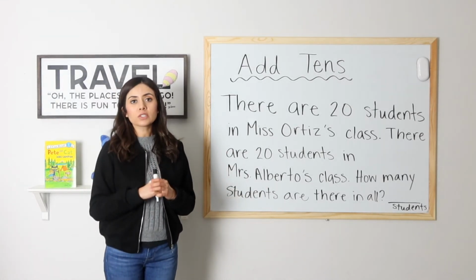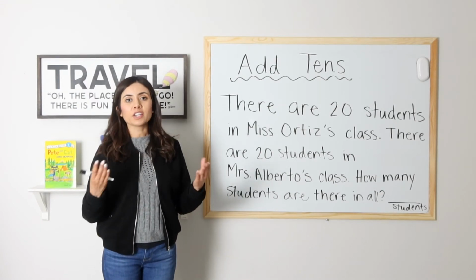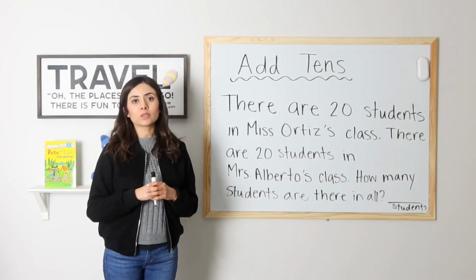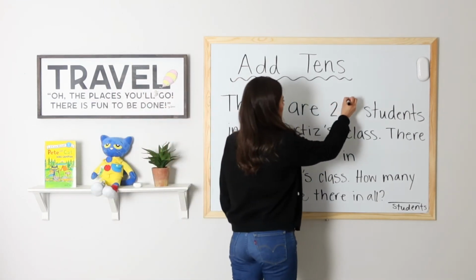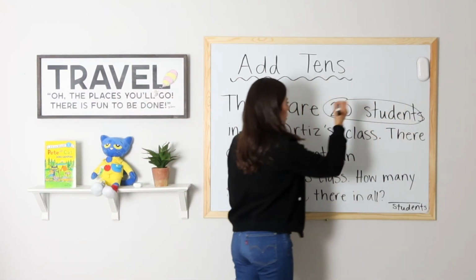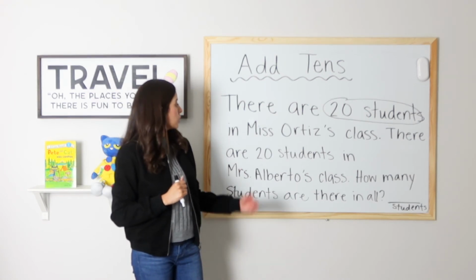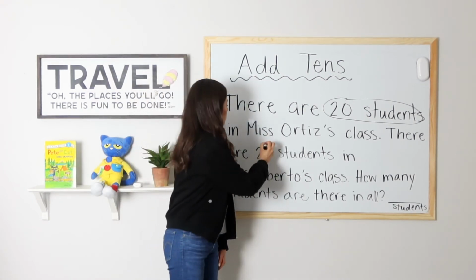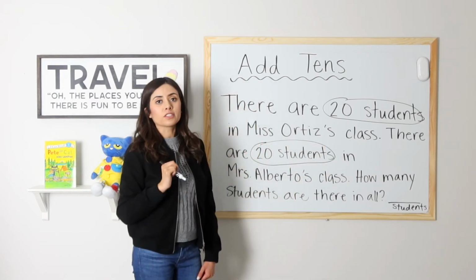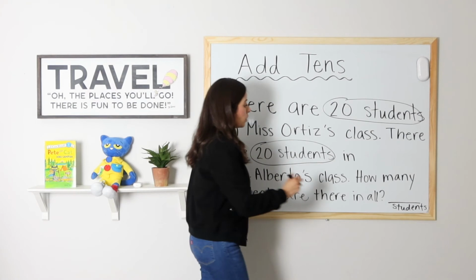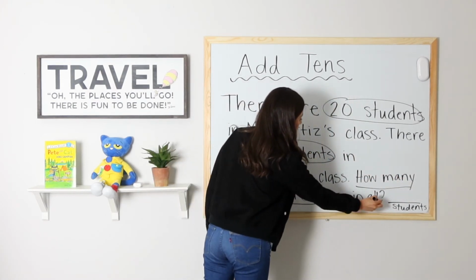Well, the first thing I want to do is go ahead and circle everything I already know. I know that there are how many students in Miss Ortiz's class? 20. So 20 students. How many students are in Mrs. Alberto's class? 20 as well. Now we will underline what we want to find out. We want to know how many students are there in all.